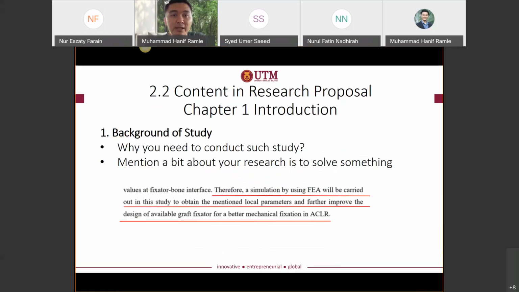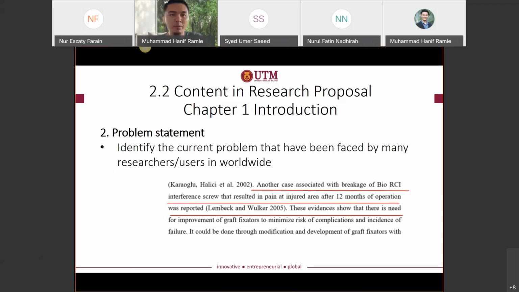Maybe in the last sentence in your background of study, you can put something like this: therefore, a simulation, for example by using finite element analysis, will be carried out in this study to obtain the mentioned local parameter, and so on. Mention a bit about your research is to solve something. Because this is the background of your study, you have to mention only a little about your research. Not much.